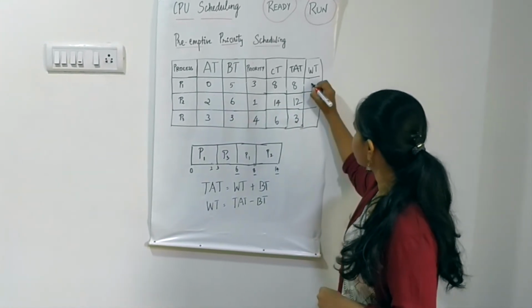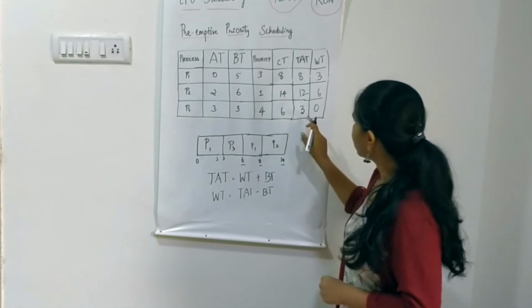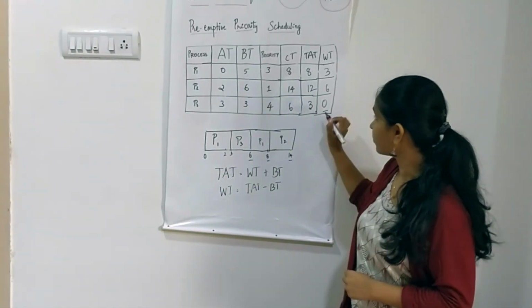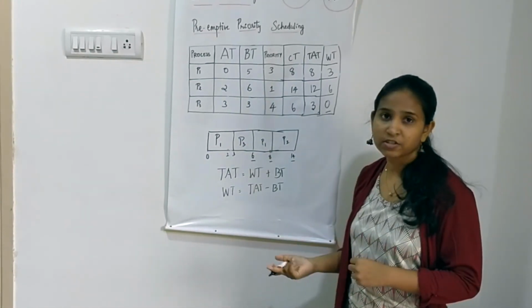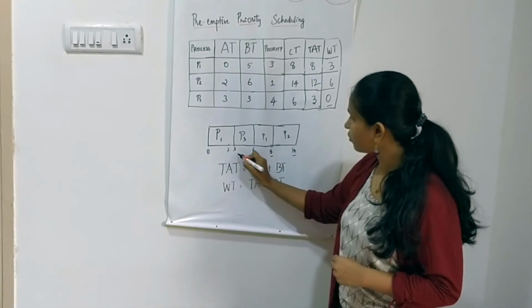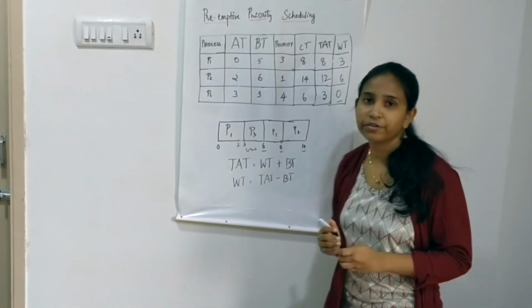So wait time for process P1 is 3. For P2 is 6 and for P3 is 0. If you see P3, it is the process with the highest priority and the wait time is 0 because as soon as it comes in, it starts to execute. And for P1, it executes over here and it waits for 3 units for P3 to complete. So the wait time is 3. So this is how this scheduling algorithm works.